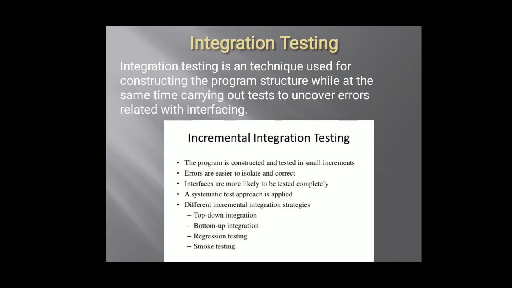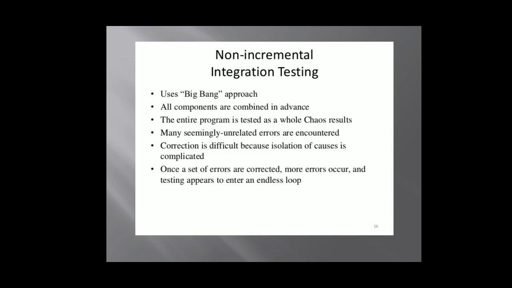Interfaces as a whole will be checked at a time. A systematic test approach is applied. A systematic test approach can be applied to incremental integration testing. There are different incremental integration strategies. The first one is top-down integration, the second is bottom-up integration, the third is regression testing, and the fourth is smoke testing. We will not go in depth first; we'll first learn non-incremental integration testing.